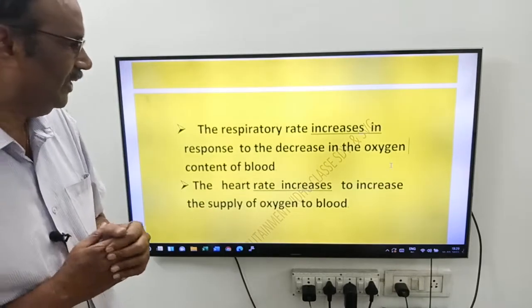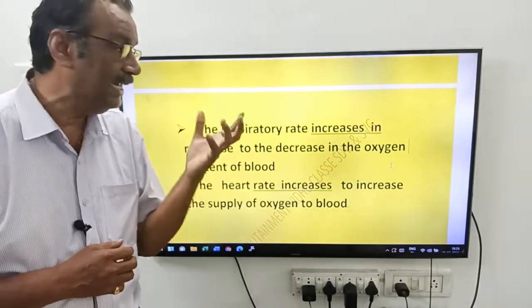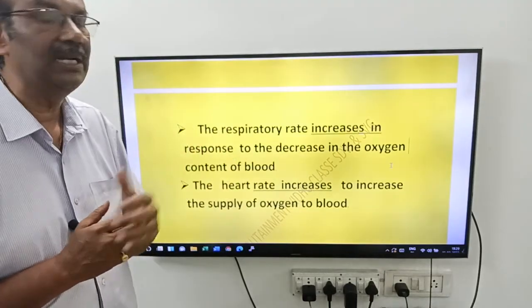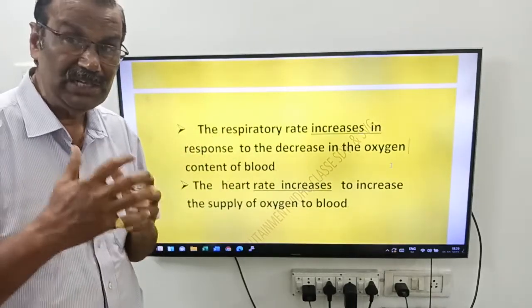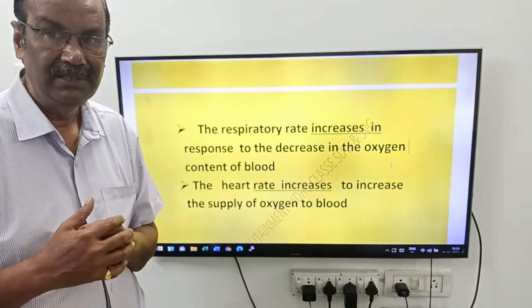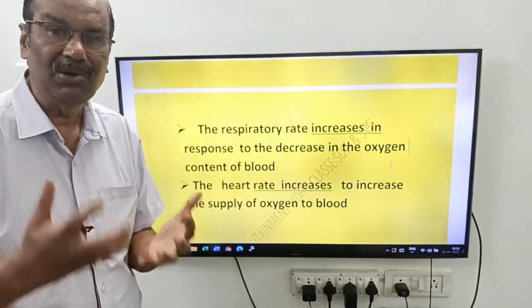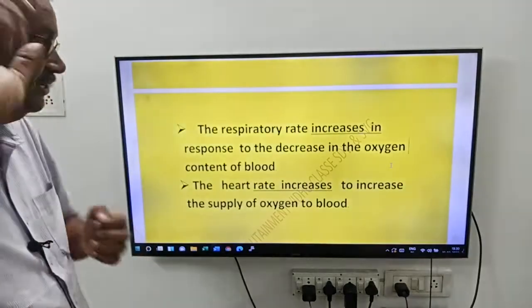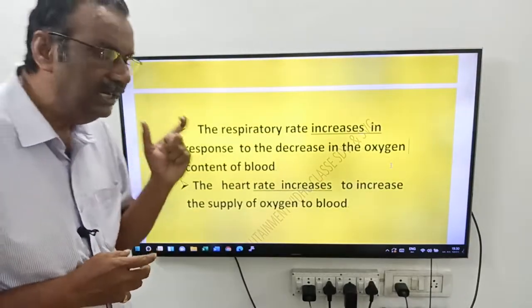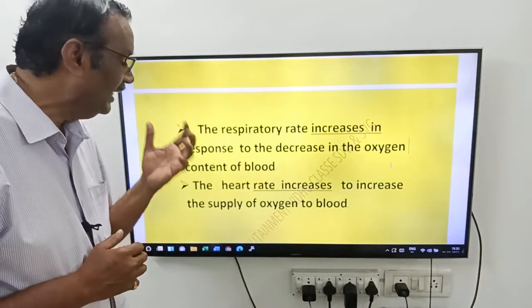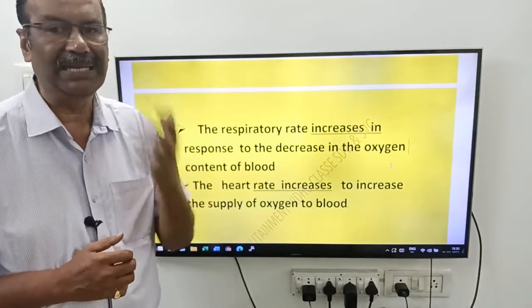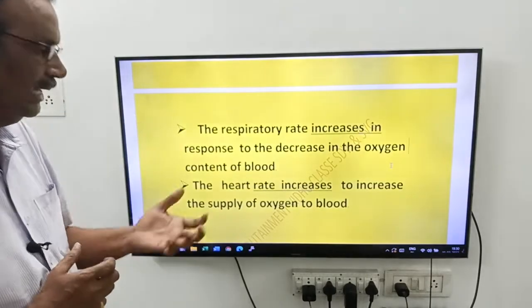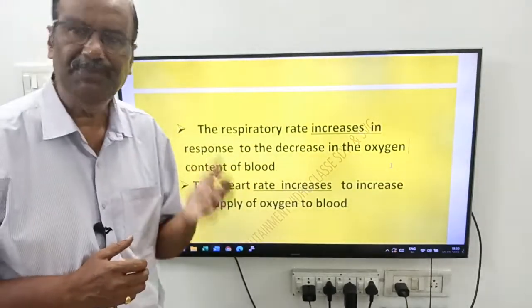So due to this, what happened, friends? The respiratory rate increases in response to the decrease in the oxygen content of the blood. Why does the respiratory rate increase, friends? Due to decrease in the oxygen content of the blood. So here you have to write the respiratory rate increases. Second one, the heart rate increases to increase the supply of oxygen to the blood.